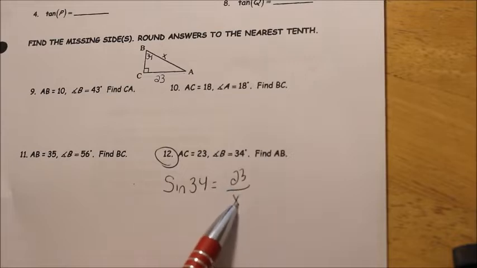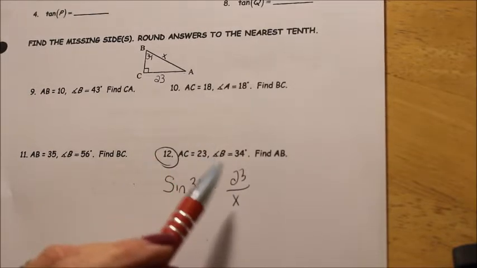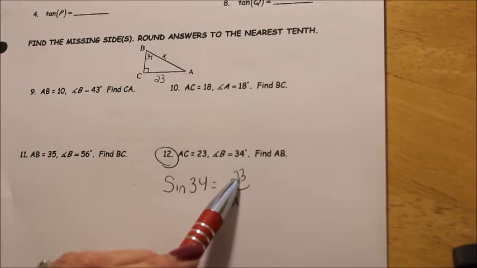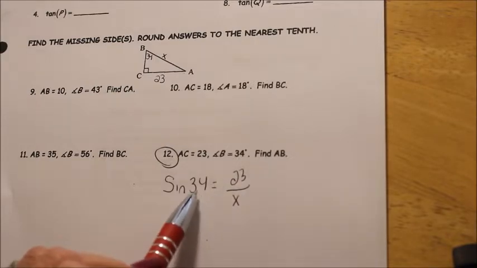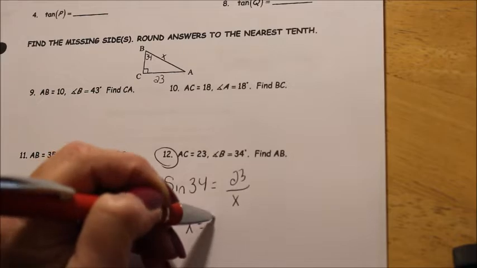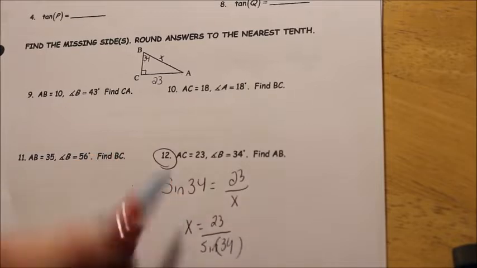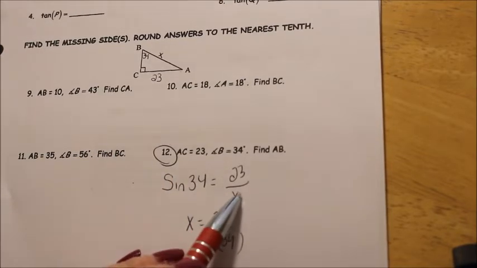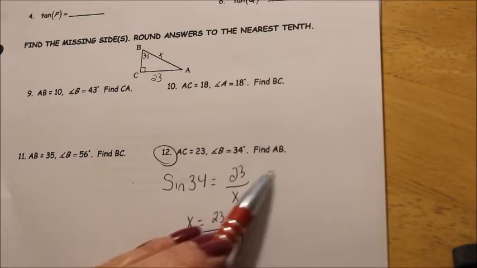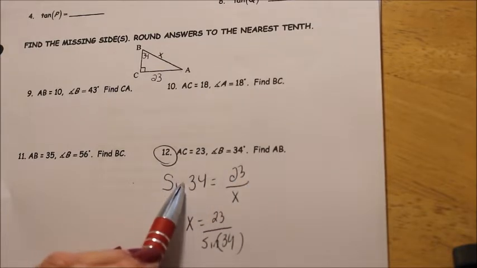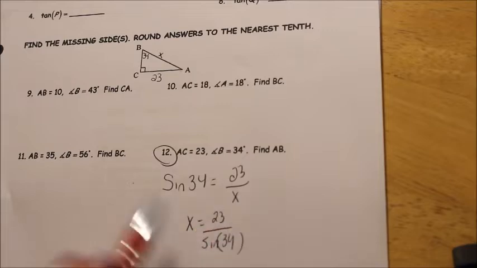When I did it in the notes, we only had the variable in the numerator, and the number was in the denominator, so you simply multiply. Well, what happens if the variable is in the denominator? Then you do the opposite, you divide. You divide whatever your numerator is by your trig. So X will be 23 divided by the sine of 34, and that's what you'll punch into the calculator. Essentially, you're removing the X from the denominator by multiplying both sides by X and then dividing. It's just algebra.